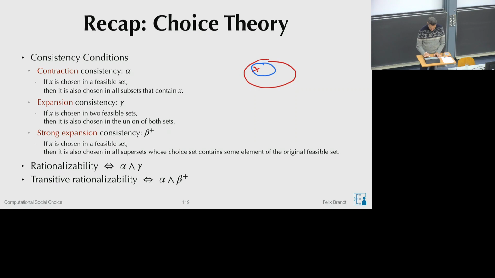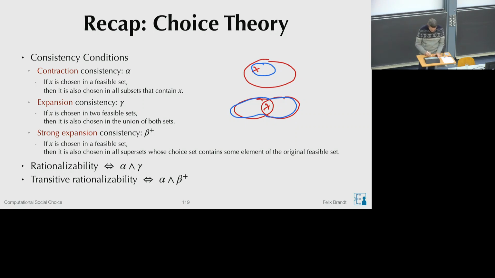Gamma, expansion consistency, says that we have two feasible subsets. X is chosen in both of these, and then we are saying that X also needs to be chosen in the union of these. So if X is a best alternative in the first feasible set and in the second one, then it also needs to be a best alternative in the union. This is the condition that sounds very much like reinforcement, but here we are talking about different sets of alternatives rather than different sets of voters.